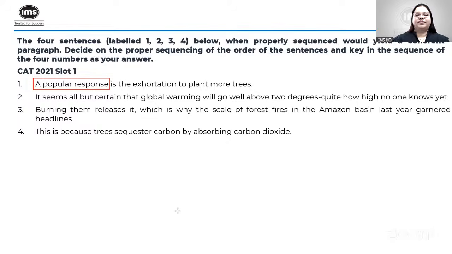Correct. Even looking at the pronouns, the article, right? All of this is going to help you. Come on, everyone. This shouldn't take you a lot of time.